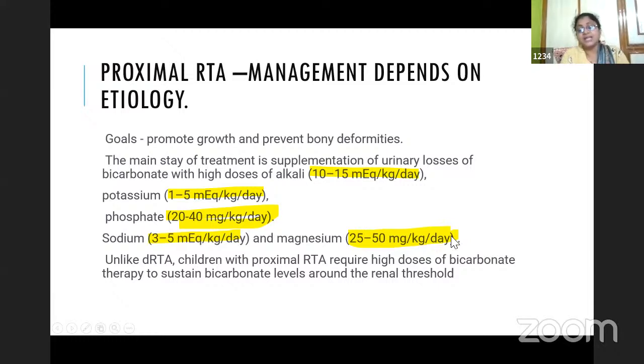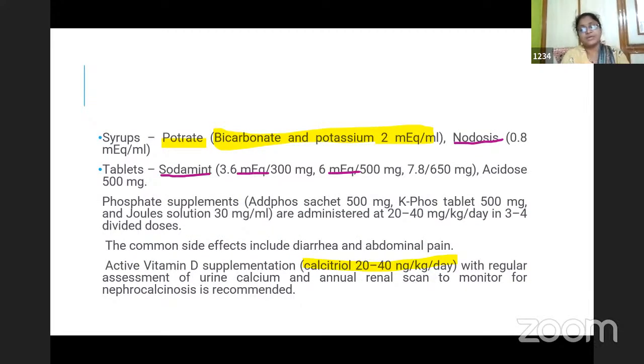Unlike distal RTA, children with proximal RTA require very high doses of bicarbonate. This should be remembered, and it helps us in adjusting the doses in clinical practice. As I have already told, these are the basic components. We need to know how much is there in each particular component, and this is important for practical purposes. In Polycitra syrup, bicarbonate and potassium are present at 2 milliequivalents per ml. So based on that, we can calculate our doses. And sodamint is 3.6 milliequivalents per 300 mg tablet and 6 milliequivalents in the 500 mg tablet.